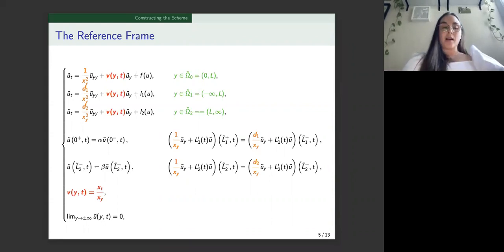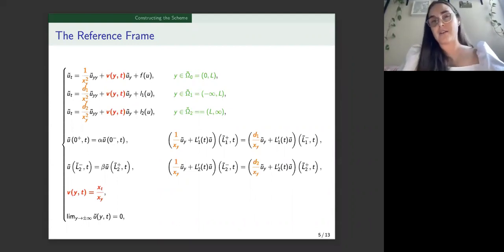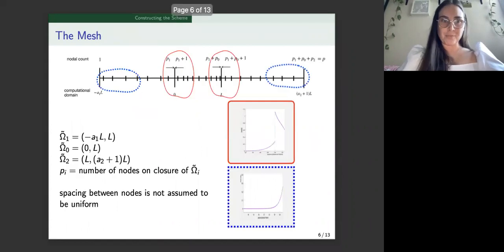Okay. I also want to note that because we're working on this infinite domain, we do need conditions at infinity. So what we assume is that u approaches 0 as y approaches positive or negative infinity. And this is really reasonable because if the individuals are really far away from the suitable habitat, then we shouldn't find them. Very far away from the suitable habitat, we shouldn't find this species there anymore.